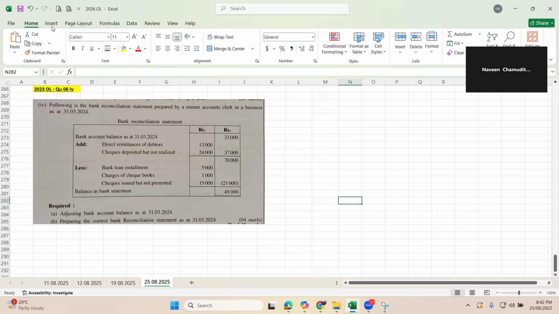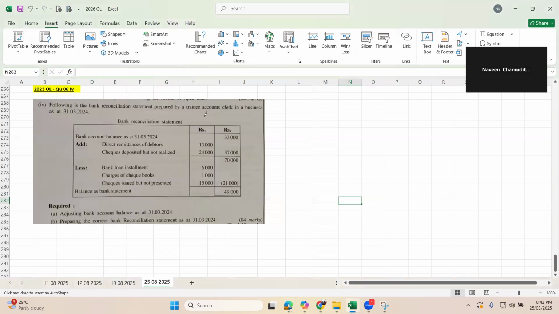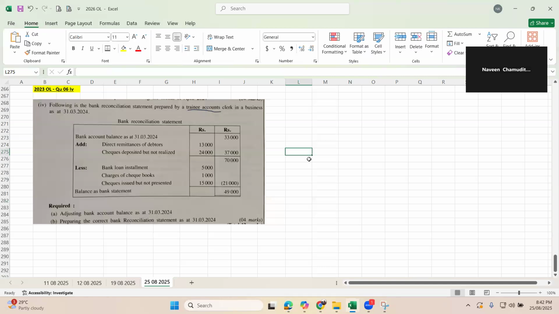When you read the words trainee accountant, there can be what? A lot of mistakes. Trainee accountant means there can be a lot of mistakes. So therefore, the examiner will ask you to do the correction. Trainee accountant in a business as at 31st March 2024. The bank reconciliation statement is given here.